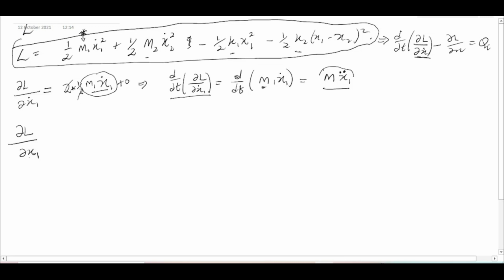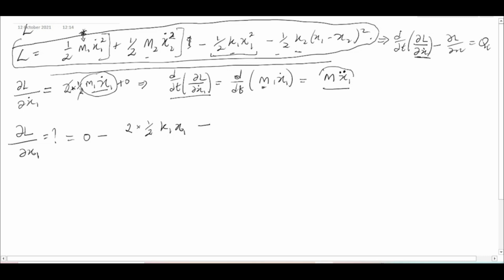dL/dx1 is the next term we want to look for. It means we have to differentiate the whole of L, the Lagrange formulation, with respect to x1. What are the terms containing x1? Let's quickly look at it. You discover that the first term has x1 dot squared, no x1. The second term has x2 dot squared, no x1. The third term correctly has x1. So if we differentiate this part, with other parts being 0, we have minus 2 times half times k1 x1.